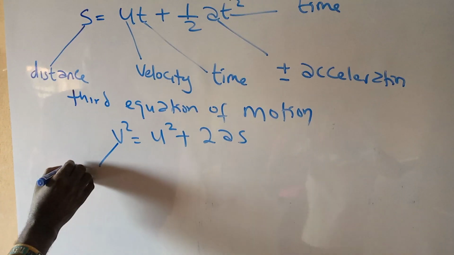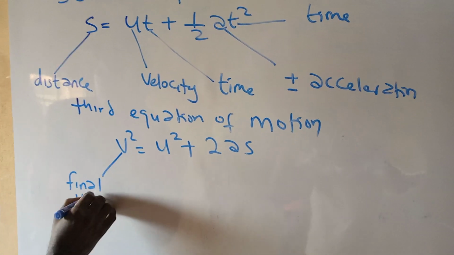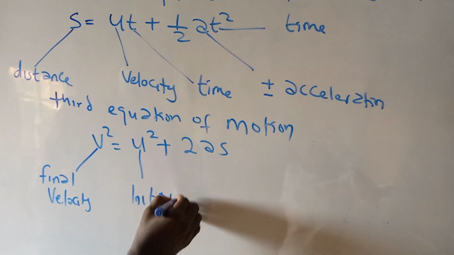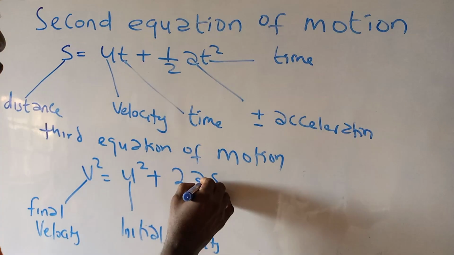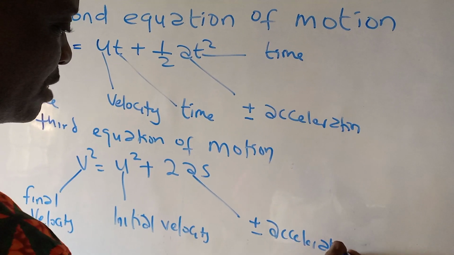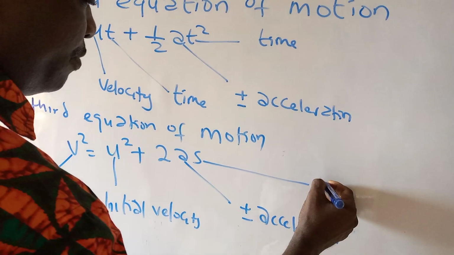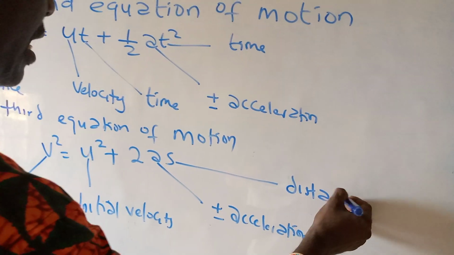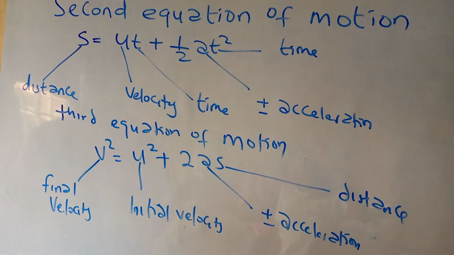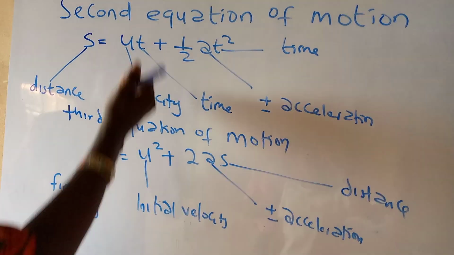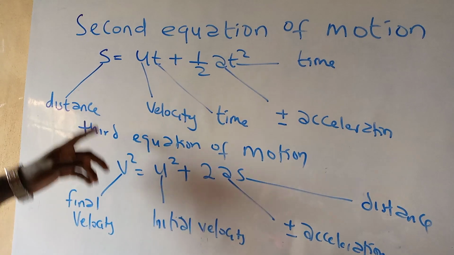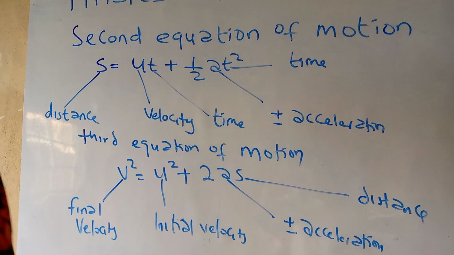Now, v is the final velocity. u is the initial velocity. And as you know, a is either positive or negative acceleration, because acceleration can either be positive or negative. And s is distance. This would make your calculation very easy. I will make life very easy for you if you understand the basics of the second equation, third equation, and the one we learned last, the first equation.